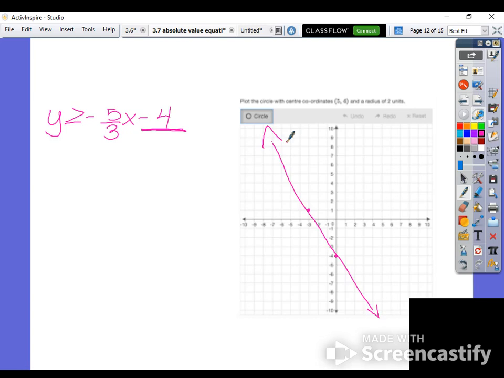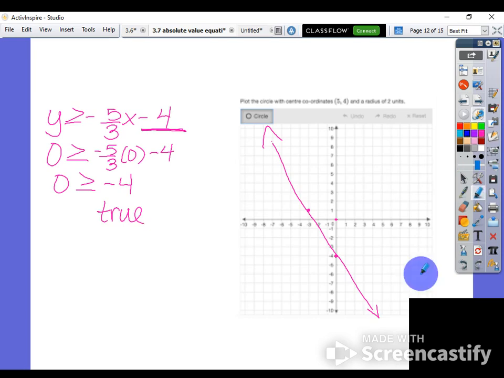And then plug in the test point. So we can use 0, 0, because our line doesn't go through it. Is 0 greater than or equal to -5 over 3 times 0 minus 4? Well, when I do this math, I'm going to get 0 minus 4, which is just -4. So is 0 greater than or equal to -4? That is true. So again, 0, 0 makes it true. I shade on the side that 0, 0 is on.